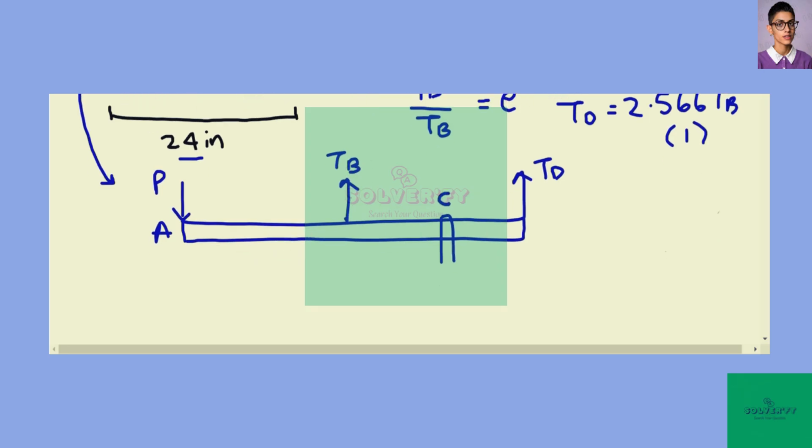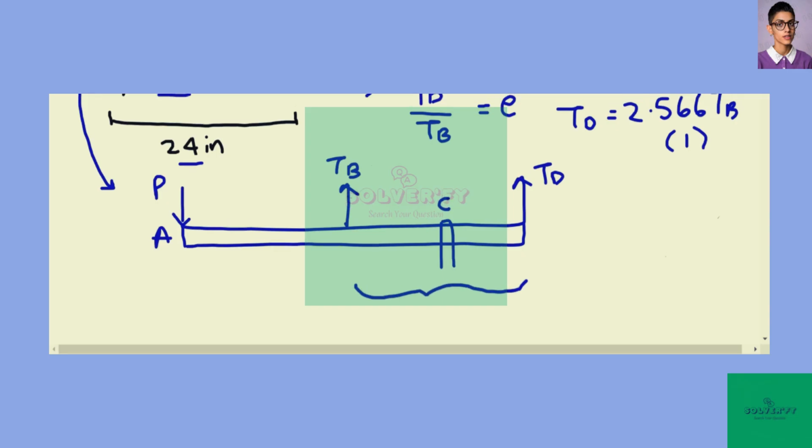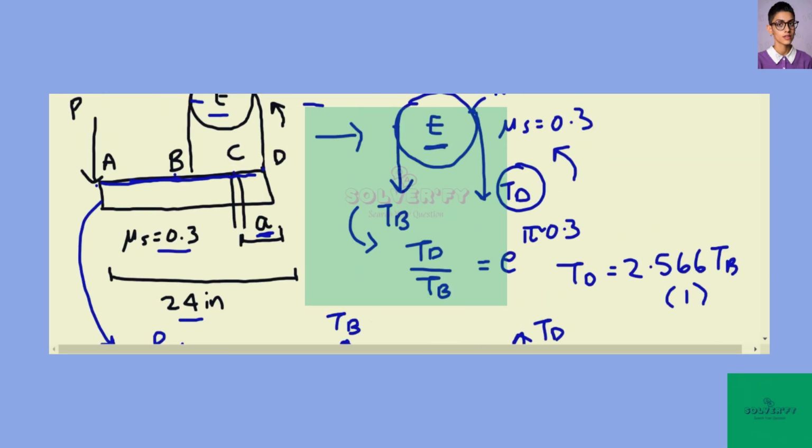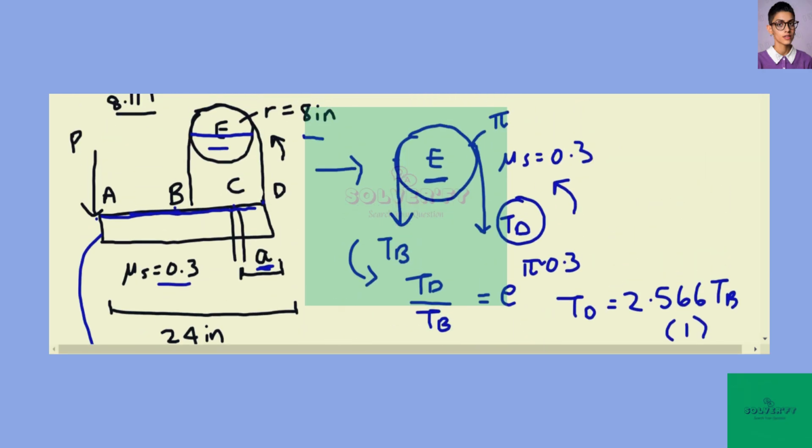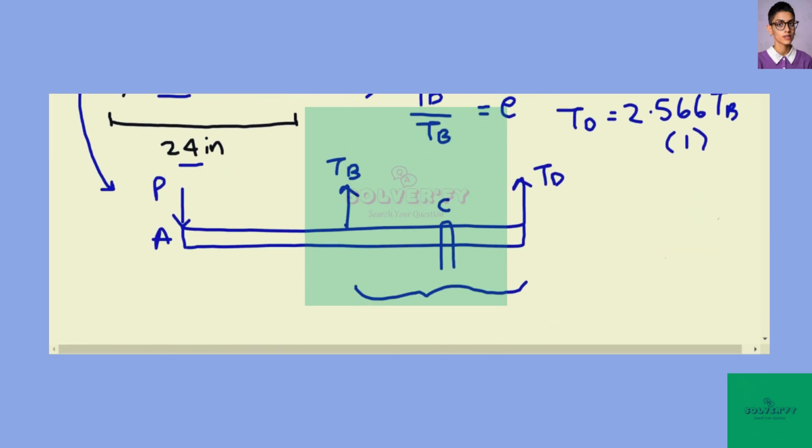And what we're given is that the distance between B and D is basically the diameter of the brake drum, which is 2 times 8 inches, which is 16 inches. We're asked to determine the distance between C and D. We'll call that A. And we'll call the distance between B and C 16 minus A. And since there's no self-locking mechanism, we're going to set P to be 0.